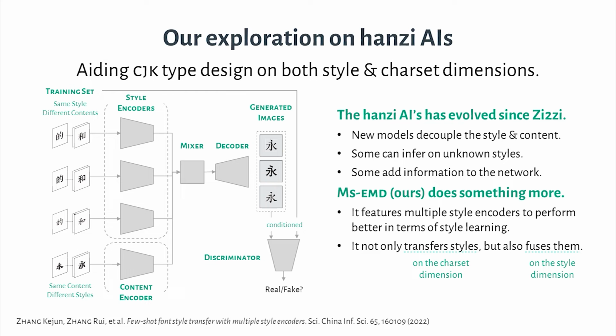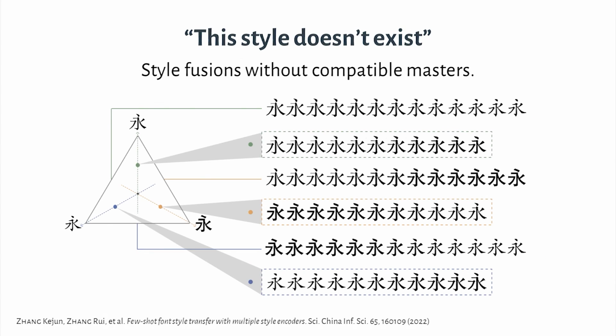It features multiple style encoders to perform better in style learning. This model not only transfers styles but also fuses them. One of the interesting applications we tried with MSEMV is to fuse the three basic styles of CJK typefaces to see what we could get. These three styles are the serif style, also known as Songti, at the top, the sans style, also known as Gothic, at the bottom right, and the regular script style, known as Kai, at the bottom left.